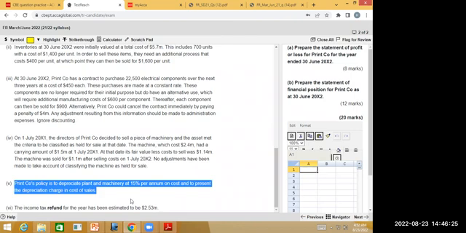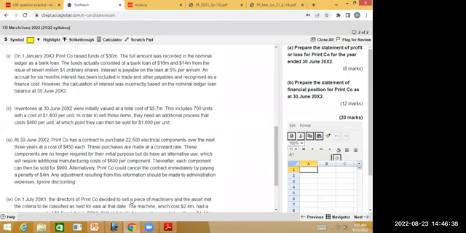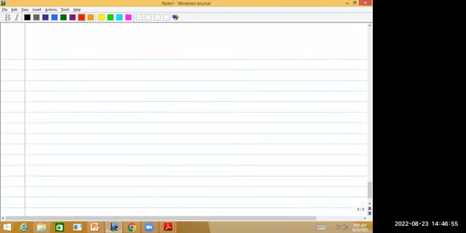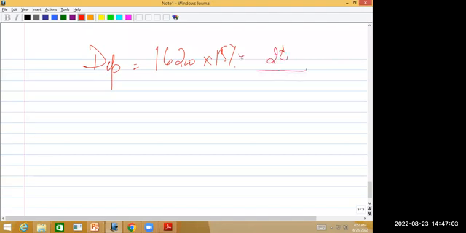Now, note number 5. Parent company's policy is to depreciate the plant and machinery at 15% per annum on cost. Depreciation on cost means we are charging depreciation on the straight line basis. So on the straight line basis, please calculate the depreciation on the plant and machinery. They have a cost of 16,200 into 15%. So the depreciation will be 16,200 into 15%, 24.